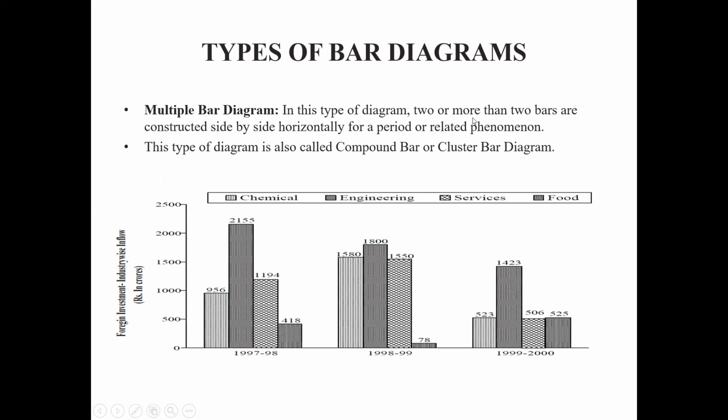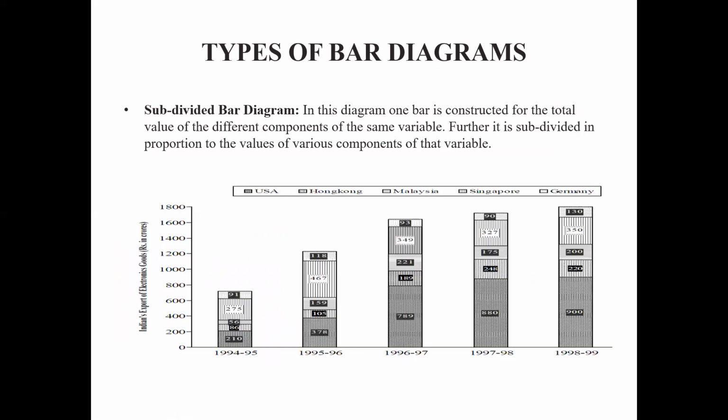So in this type of diagram, two or more than two bars are constructed side by side horizontally for a period or related phenomena. This type of diagram is also called compound bar or clustered bar diagram. So you can get a question that the compound bar or cluster bar diagram is also known as multiple bar diagram.